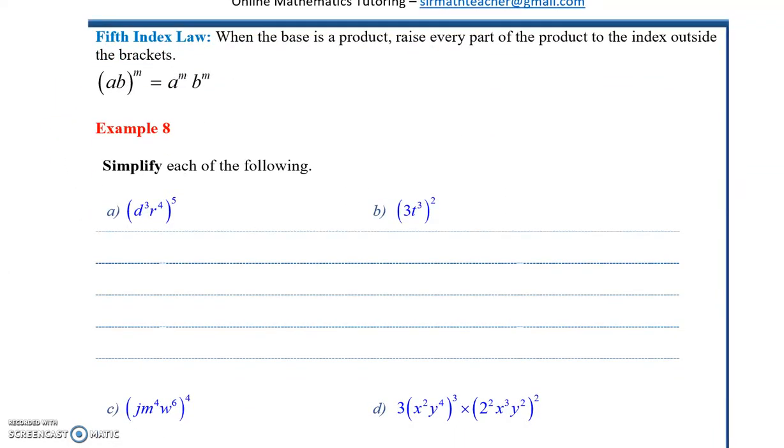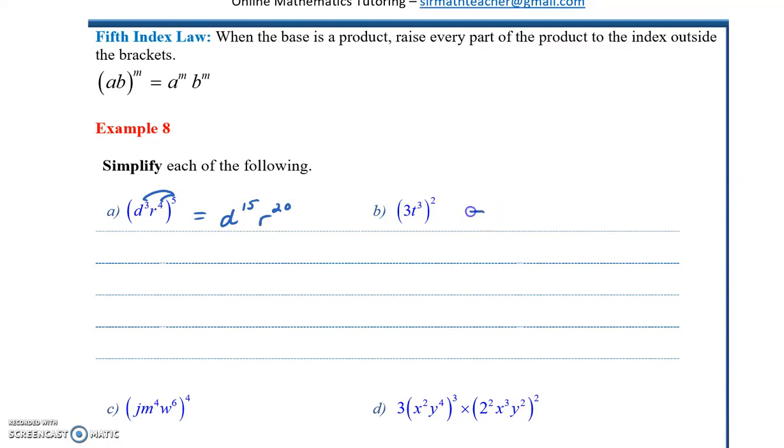The fifth index law: when the base is a product, raise every part of the product to the index outside the brackets. What this means is this power of 5 must be distributed across the d cubed and the r to the 4, and a power to a power means multiply. So d cubed to the 5, 3 5s are 15, and then r to the 4 to the 5, 4 5s are 20, so it's r to the 20.